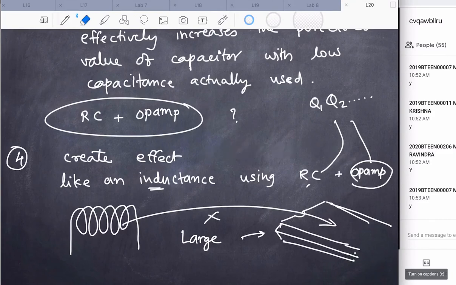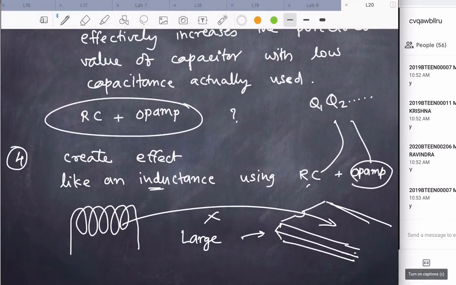So, an inductor can be created if required inside the chip by using RC and op amp circuits. How does it happen? We do not know, but this is possible. Are you getting the point? Wherever you need inductance as a part of the integrated circuit, op amp can come to our help. So, op amp is vital, very important as far as filters are concerned.